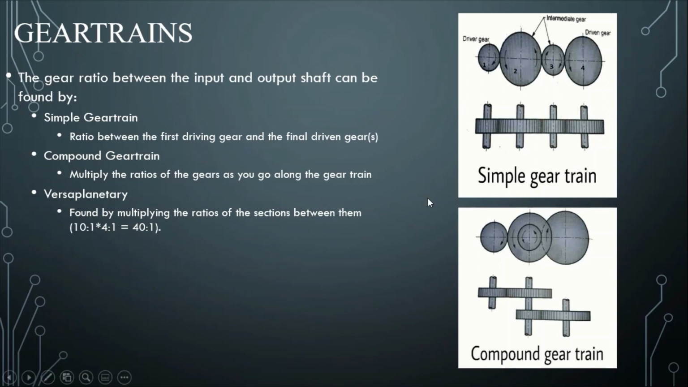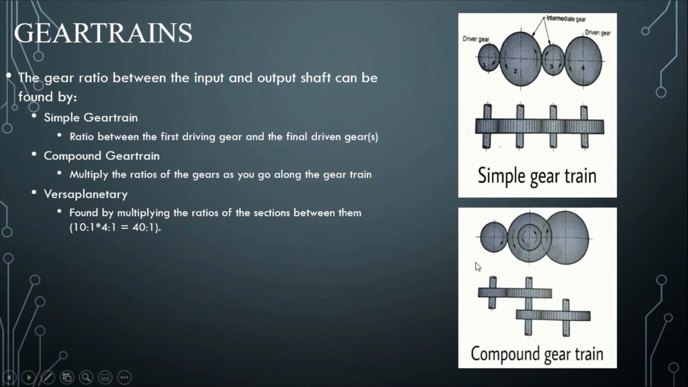And there's also compound gear trains, which work on multiple layers like this, and you can find the ratio between this and this by multiplying the ratio between these 2 gears and these 2 gears. This is your driving, this is your driven, this is a driving, this is a driven, like that.